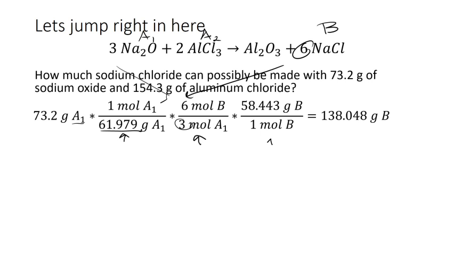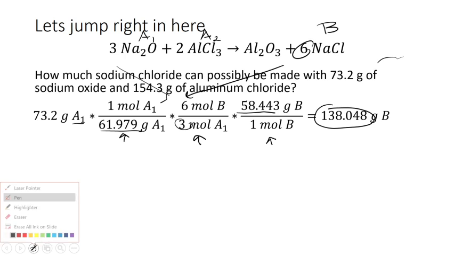And we finish up by converting from moles to our desired units, which in this case is grams, of our B, right, so molecular mass of sodium chloride. And we find that based on that amount of sodium oxide, we can make 138 grams of sodium chloride.